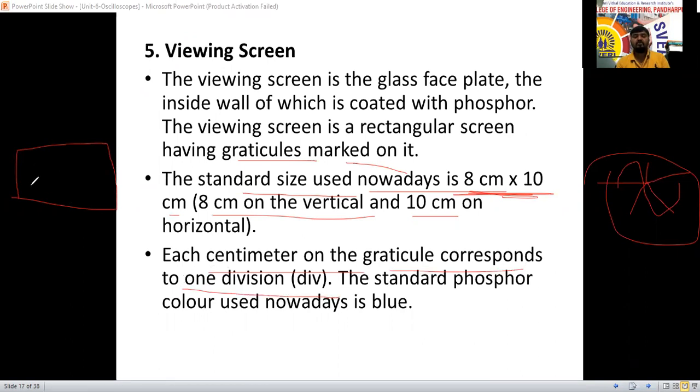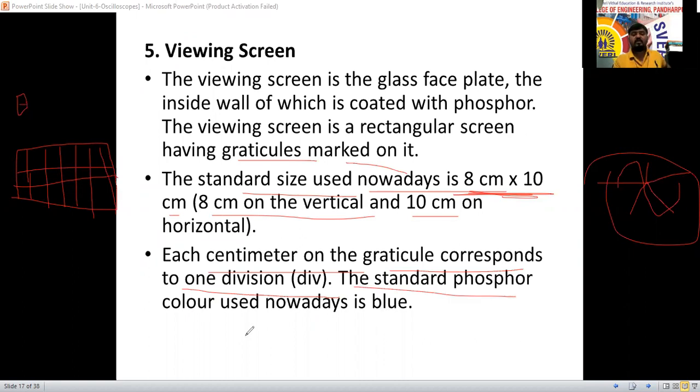Like this, how many of you have seen it, I don't know. On the screen itself we see lines like this. Just like this, the divisions are already there.